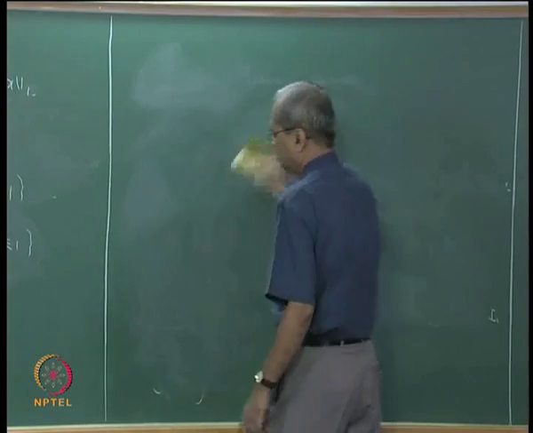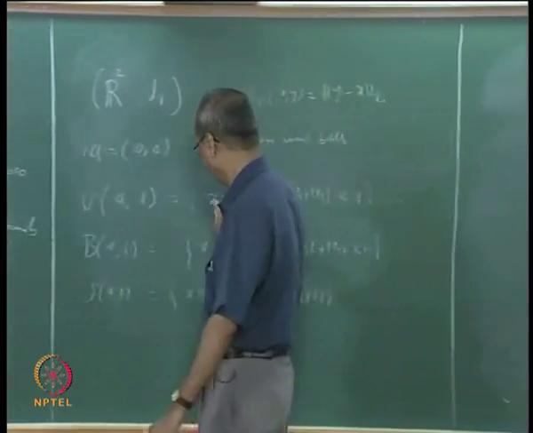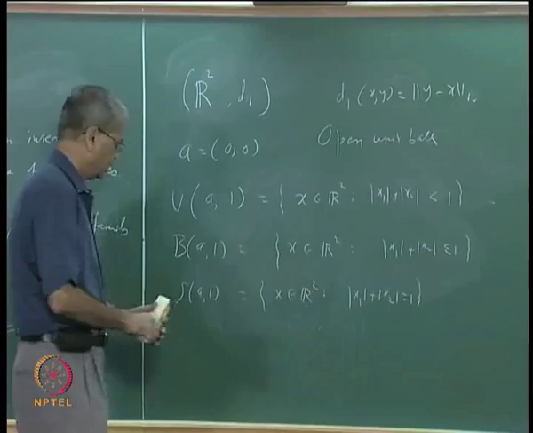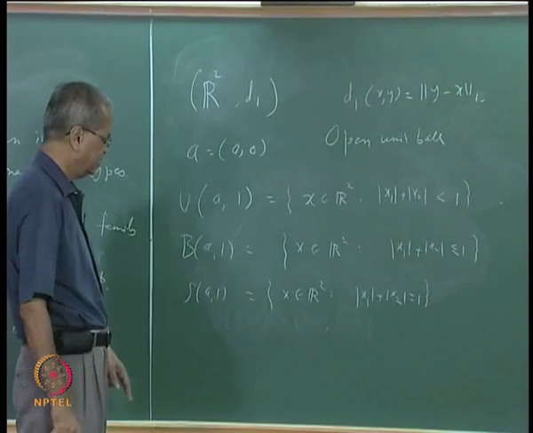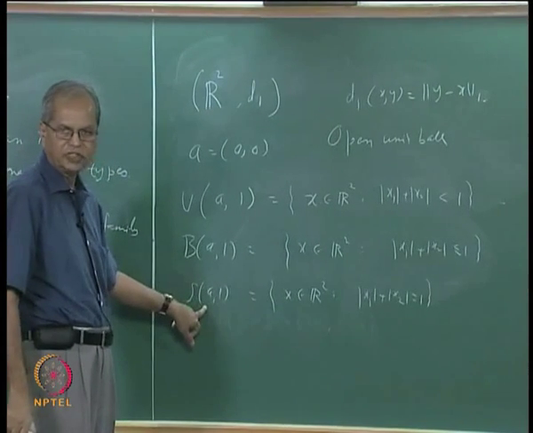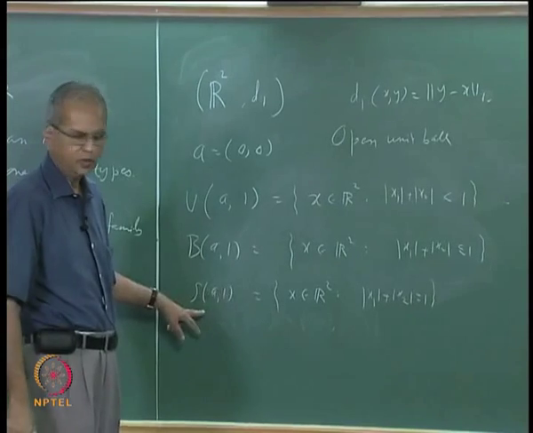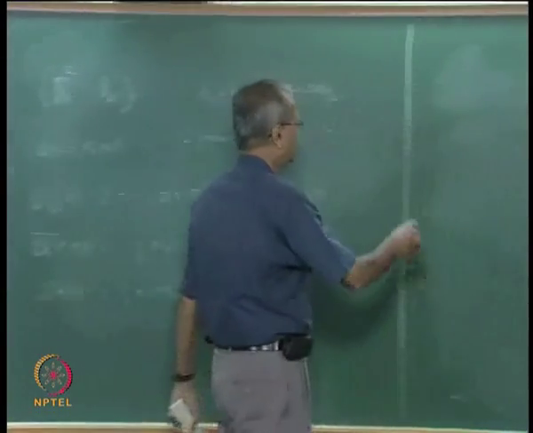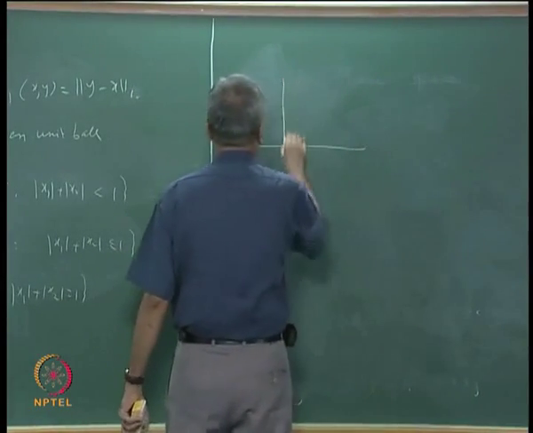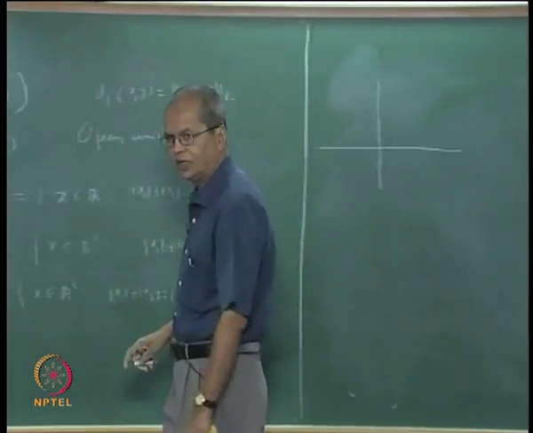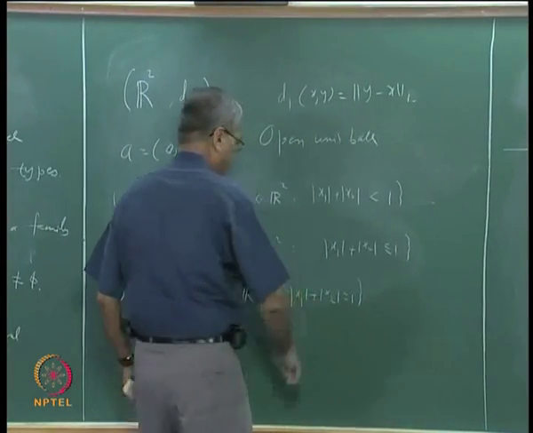Okay, so how will these sets look like? I think it is easiest to look at this first. Once we fix this, all the others are easy. Let us say this is the origin, and look at this: mod x1 plus mod x2 equal to 1.